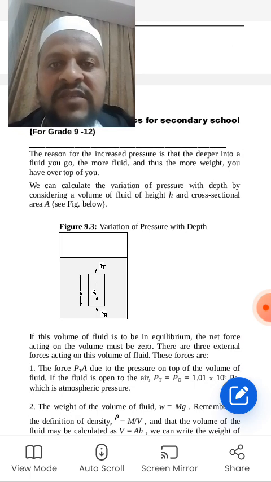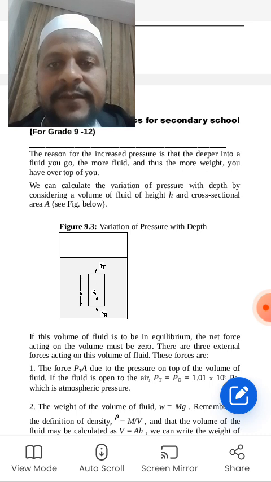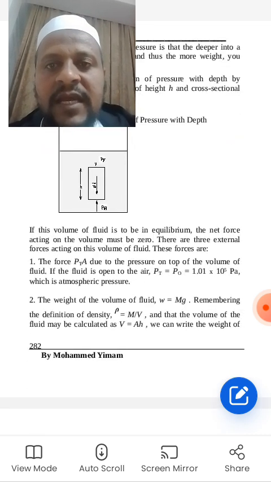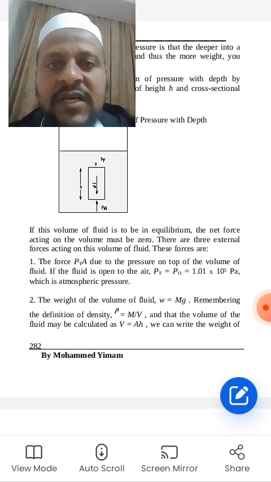We can calculate the variation of pressure with depth by considering a volume of liquid of height h and cross-sectional area A. If this volume of fluid is to be in equilibrium, the net force acting on the volume must be 0. There are 3 external forces acting on this volume of the fluid.